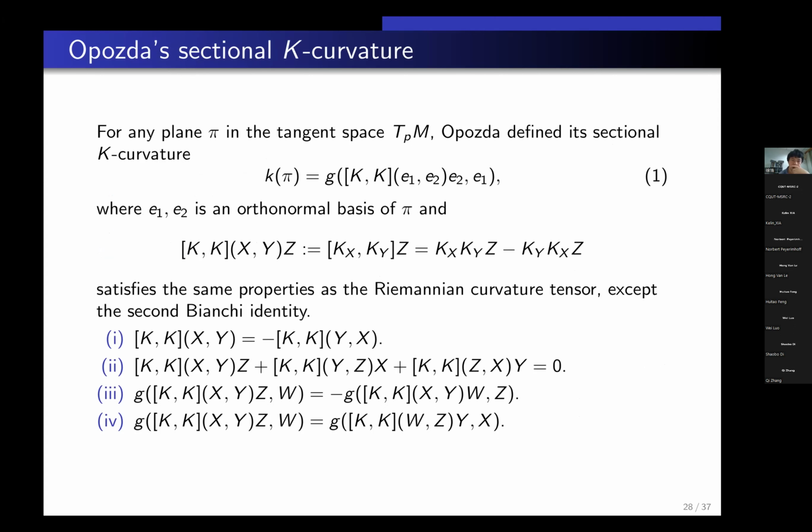Another question is that this K structure, when K equals 0, means the WDVV equation. So a very natural question is to study when this K is constant. This is a kind of generalization of the WDVV equation, right? This is still not solved. So for constant sectional K-curvature, how do we classify the manifolds?